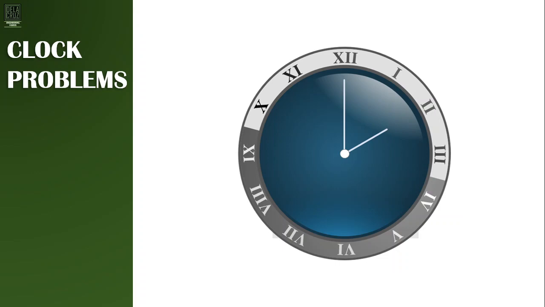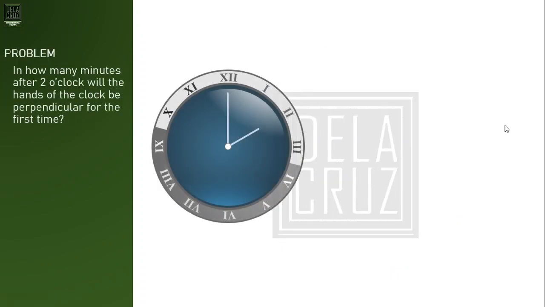Okay. So we have three problem sets here involving clock problems. We'll be starting from the basic one. All right. So first problem. In how many minutes after 2 o'clock will the hands of the clock be perpendicular for the first time?